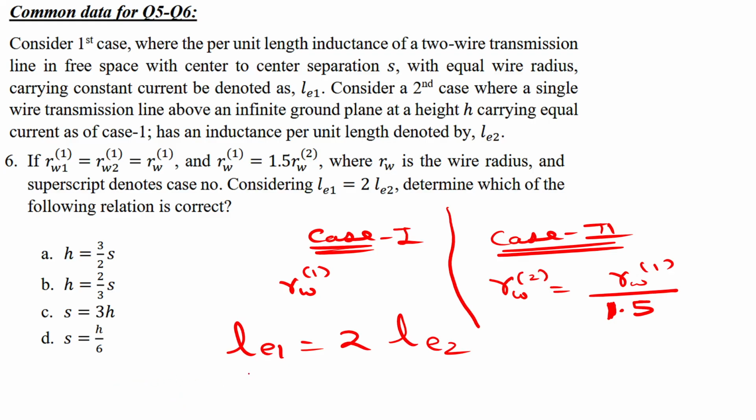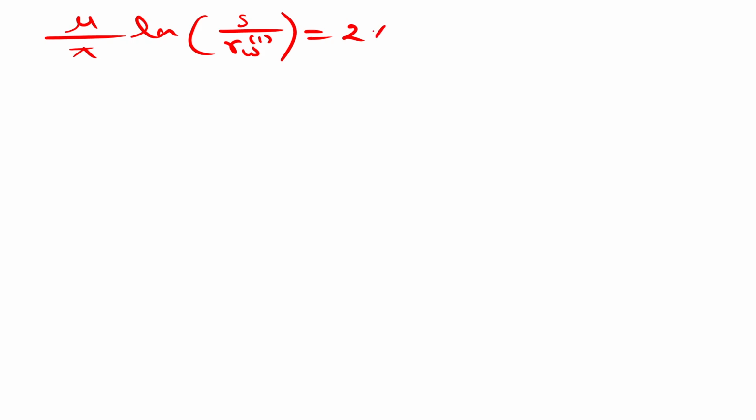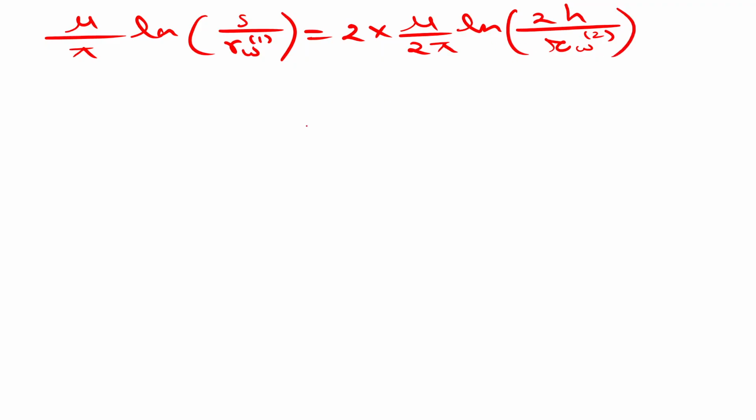Now we have to determine which of the relationships is correct. Since we already know the formulas, we can directly write it down here as mu by pi. For a 2-wire transmission line, it is S by Rw with superscript 1 is equal to, since it is 2 times, we multiply this 2 with the formula of per unit length inductance for a single wire transmission line, which is mu by 2 pi ln 2h by Rw2, since this time they have a different radius.